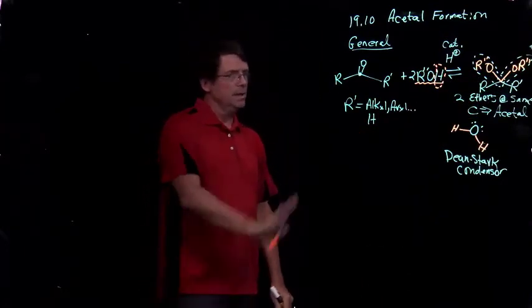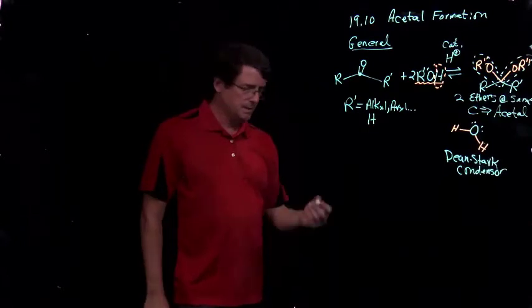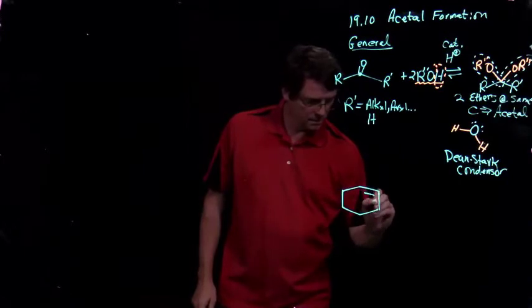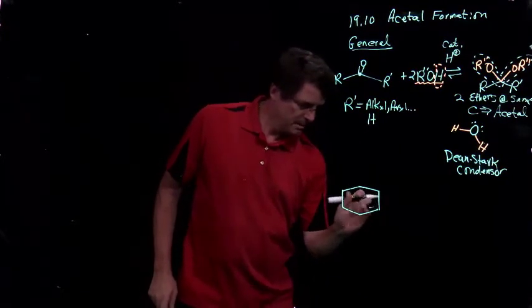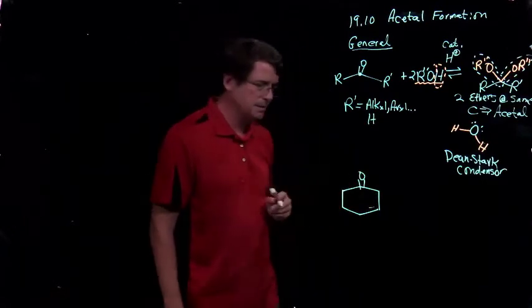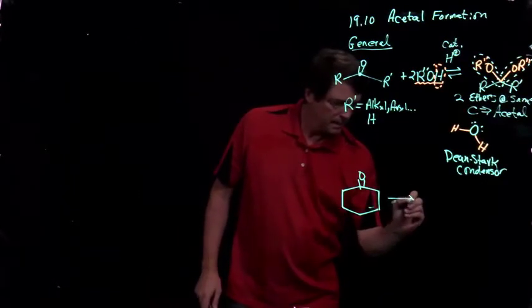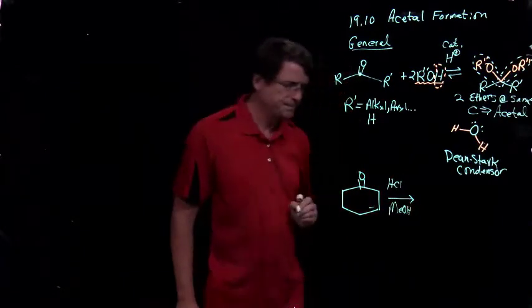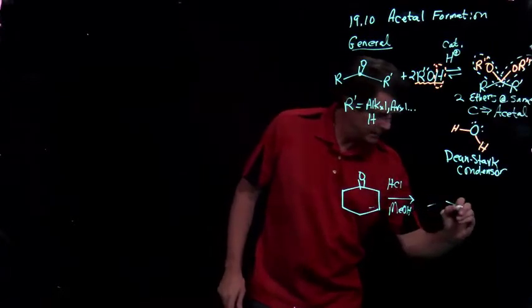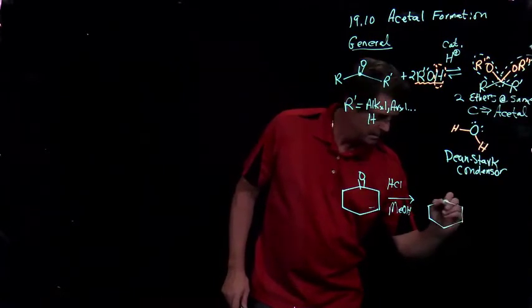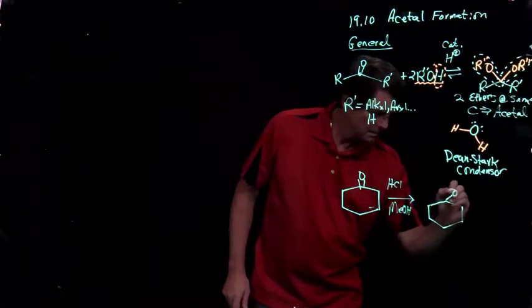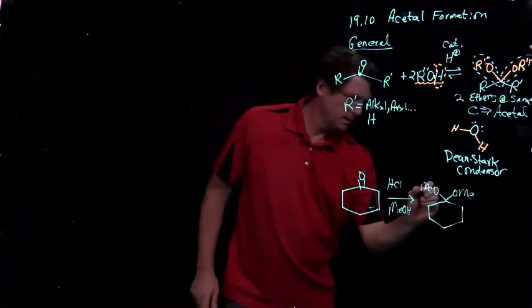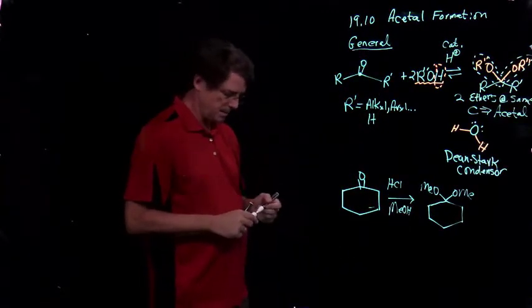Okay, so that's the general reaction and the features, but let's look at some specific examples. So, I want a carbonyl here. So let's just take cyclohexanone. We can react it with hydrochloric acid in methanol, and we can form the dimethyl acetal. And you see we have those two ether linkages on the compound.